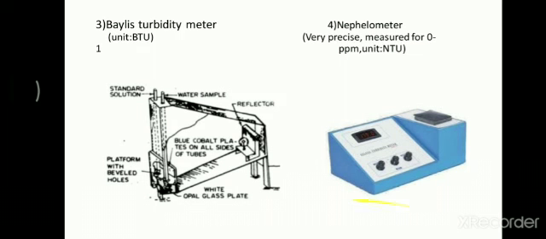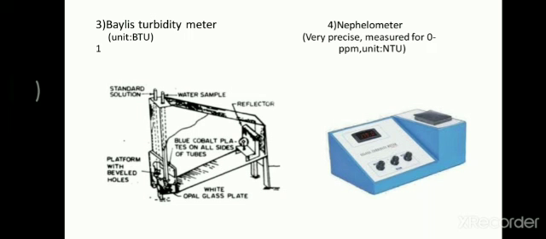So next one is Baylis turbidity meter. Its unit is BTU, and it's a very accurate instrument and preferred for turbidity less than 5. So here a galvanized iron box with 2 glass tubes, in which one of the glass tubes contains the standard solution of non-turbidity, and another contains the water sample of unknown turbidity that is to be found out.